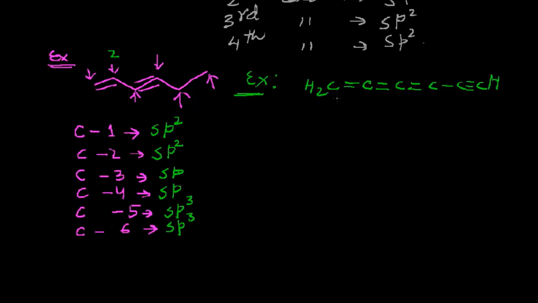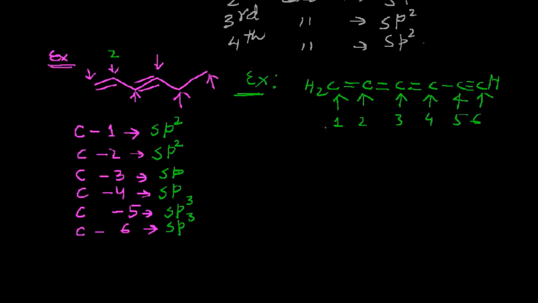So in this case, what would be the hybridization of first, second, third, fourth, fifth and sixth carbon? So I'm just numbering it as well. So this is 1, this is 2, this is 3, this is 4, this is 5, 6. Here the numbering doesn't mean any sequence. I've just arbitrarily written it like 1, 2, 3, 4, 5, 6.